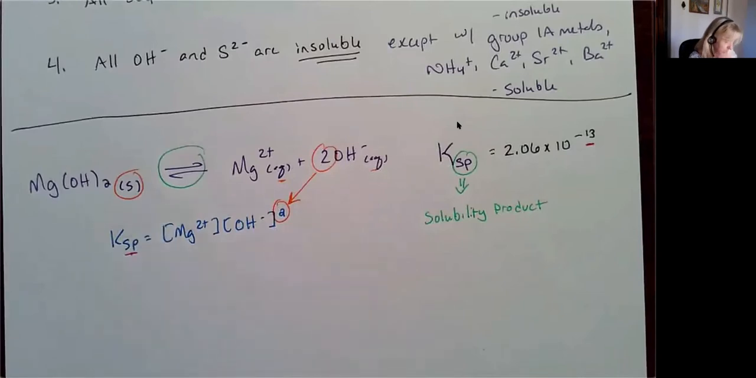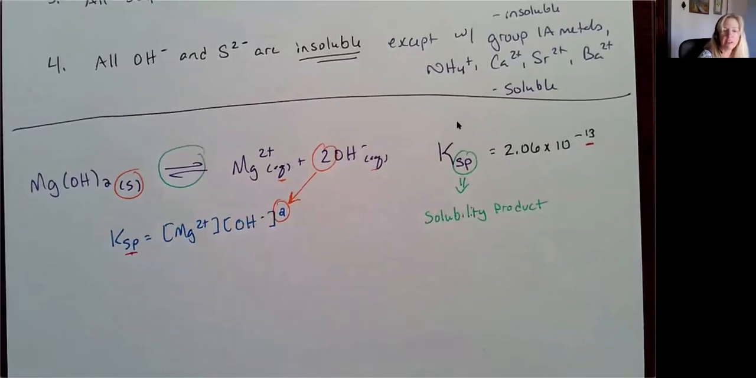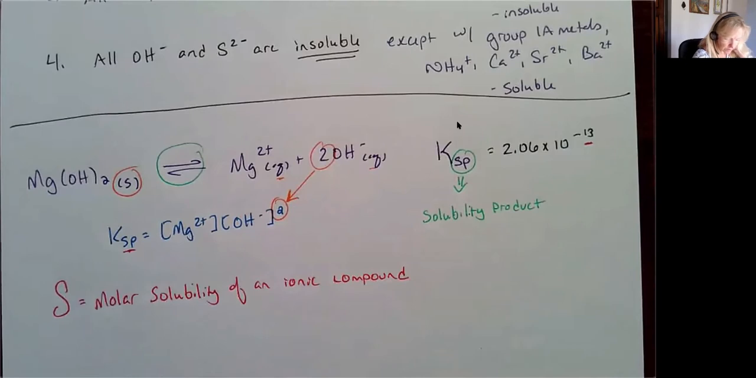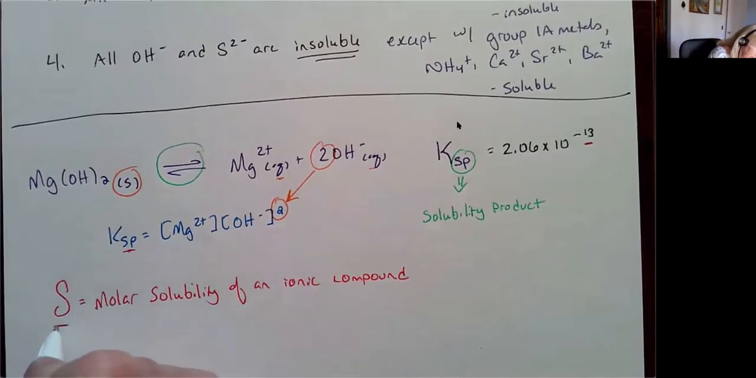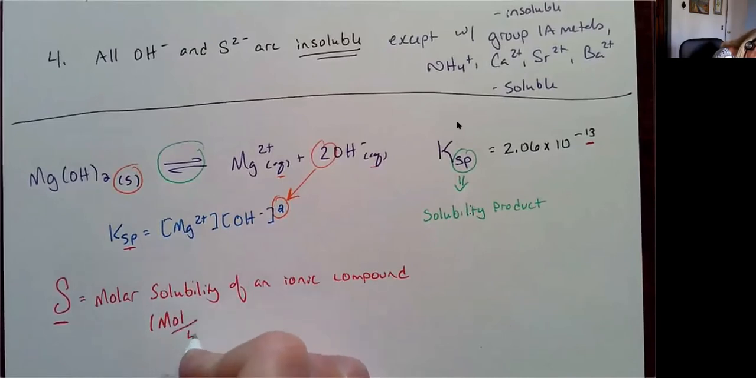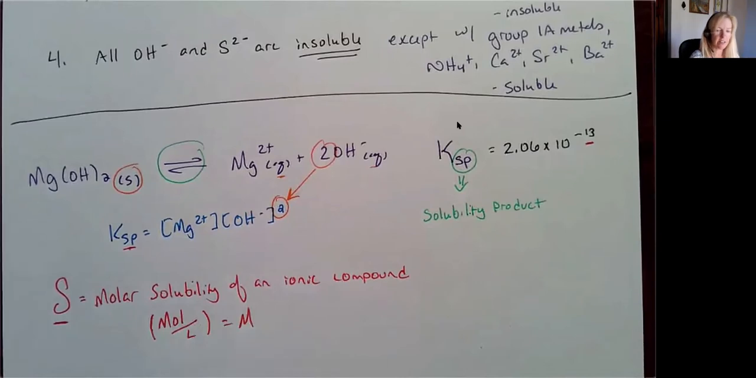Because this is an equilibrium scenario, these become ICE tables. Instead of solving for x, we have a unique way of looking at the number of ions that are in solution. We're going to solve for s. And s is the molar solubility of an ionic compound. It has units of moles per liter. So it's molarity, but it's molarity that's going to take into account the stoichiometry of your ionic compound.